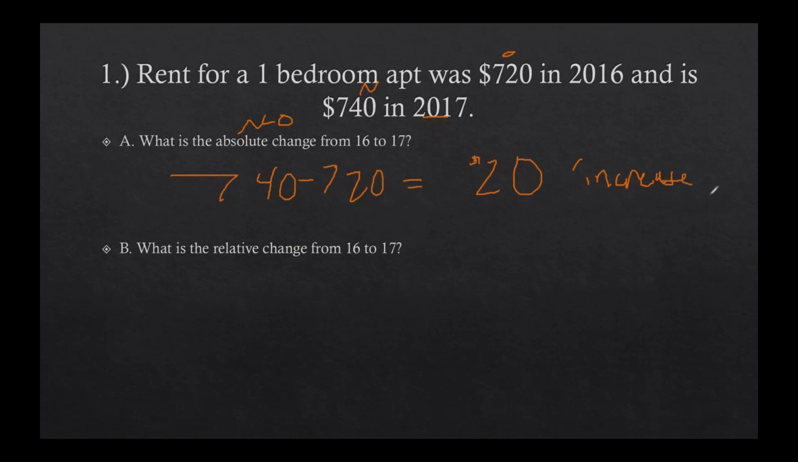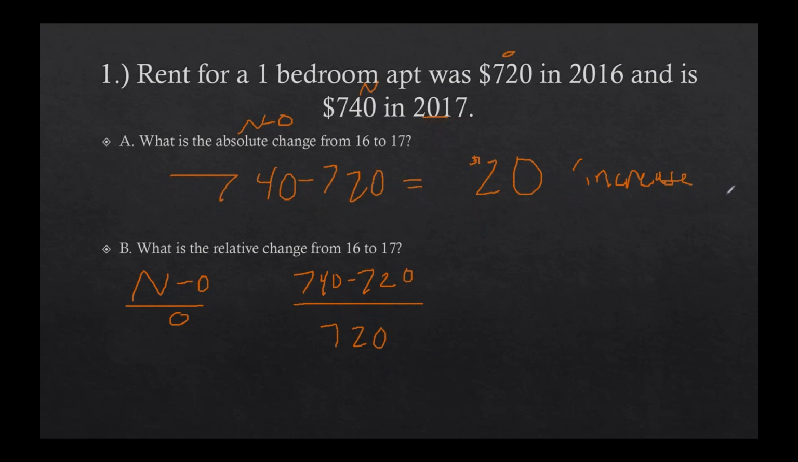It's an increase. And you all probably already knew that. Well, if rent went up $20, that's an increase. So this is not anything new, it's just a different way of talking about it. Okay, relative change. Remember that relative change is new minus old divided by old. So you'll notice the numerator starts with my absolute change, 740 minus 720, but what am I dividing by? 720, exactly, because that's the old value.